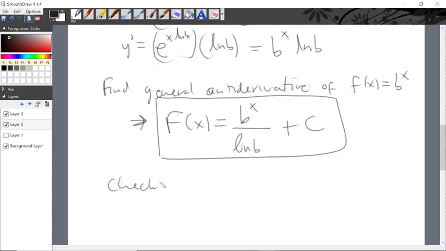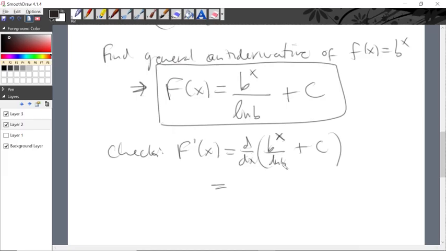We can check the answer. We're saying, well, what is F prime of x? Big F prime of x. So that is the derivative with respect to x of b to the x over the natural log of b plus c. All right, now because the natural log of b is a constant, we can factor that out of this first term. So 1 over the natural log of b times the derivative of b to the x, and then plus the derivative with respect to x of the constant, right?